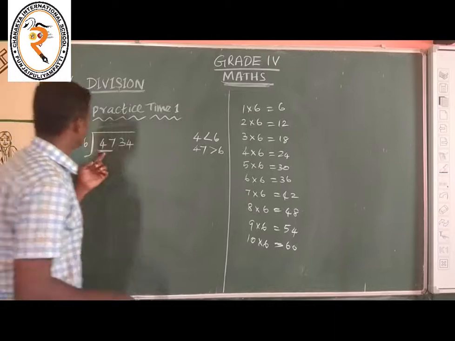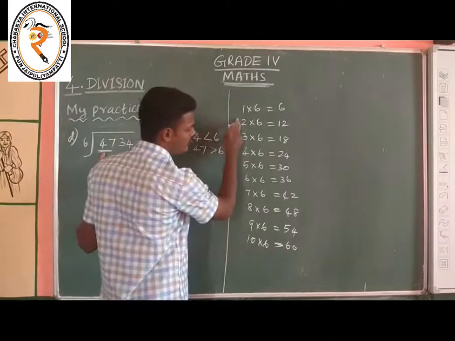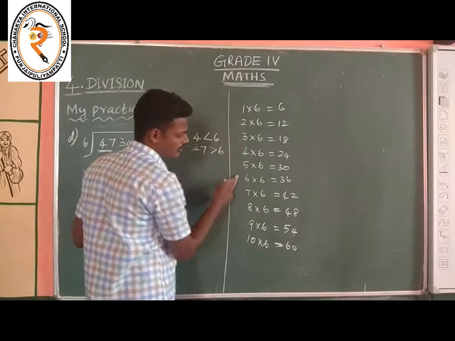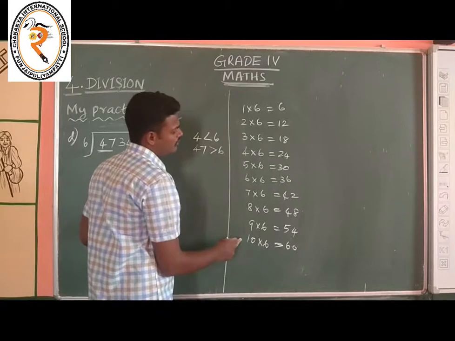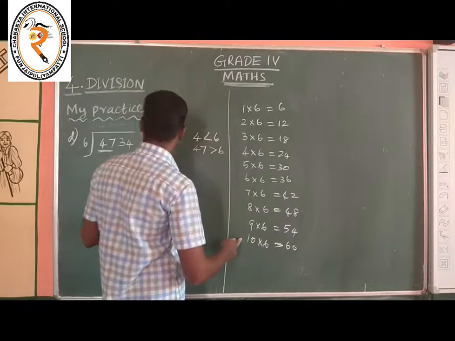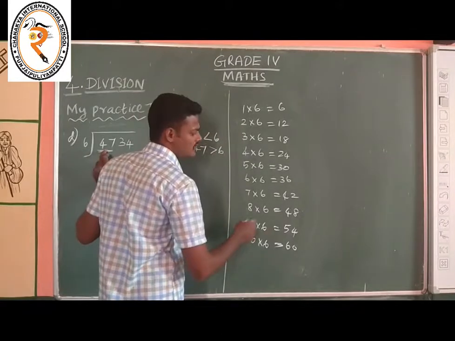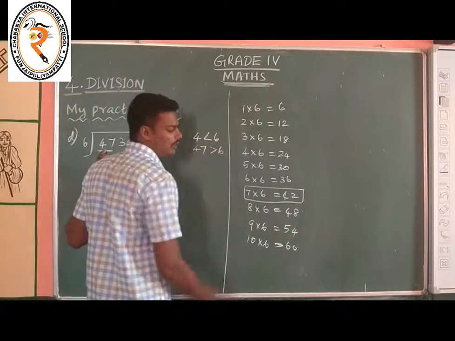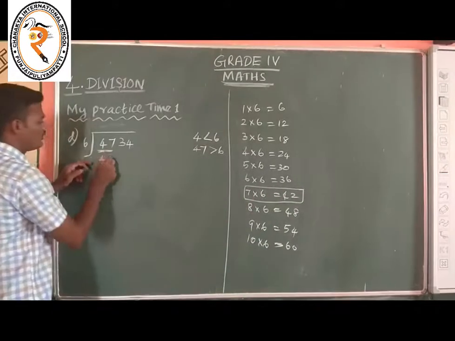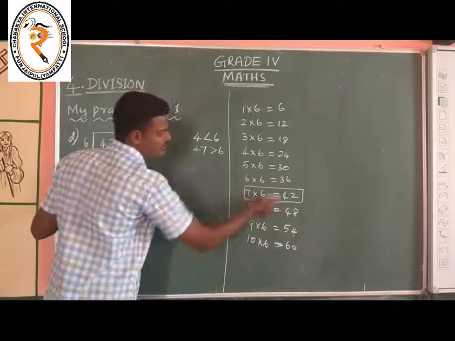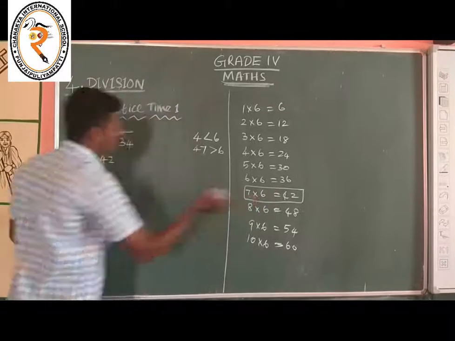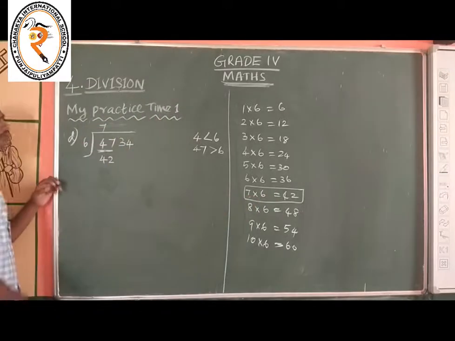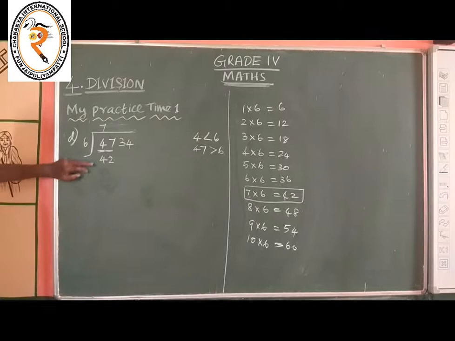47 in the sixth table is not here. So we select the value less than 47, which is 42. 42 in the sixth table, how many times? 7 times. So we put 7 in the quotient, 7 times 42.